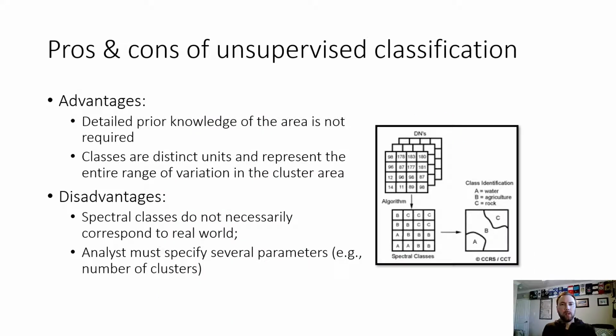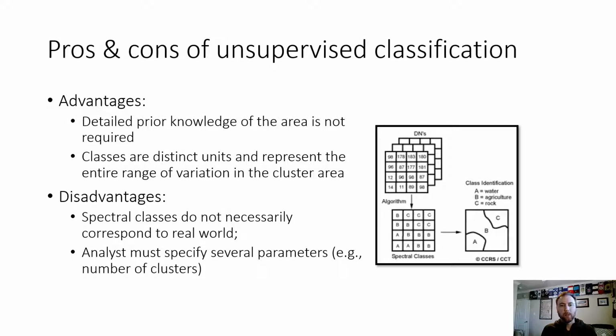So what are the pros and cons of unsupervised classification? Well, the advantages are that detailed knowledge of an area is not required. You can take an image of anywhere in the world and run unsupervised classification on it. And because you're trusting the algorithms to look at the spectral signature and the proximity of like pixels to one another, it doesn't matter whether you have had any sort of first-hand experience on the ground there. You don't necessarily need to ground truth. So the classes are distinct units and represent the entire range of variation in the cluster data.